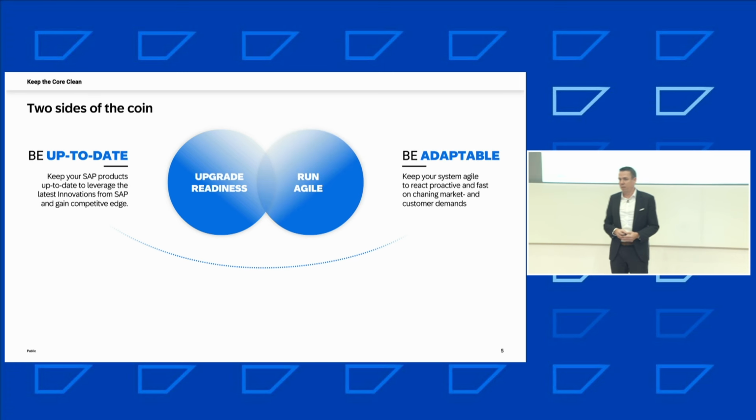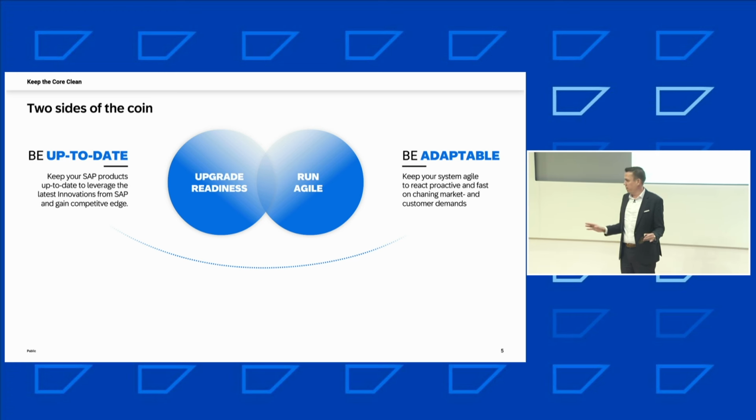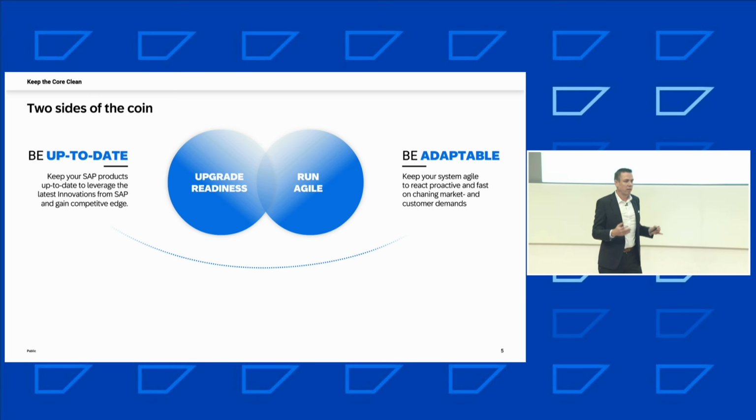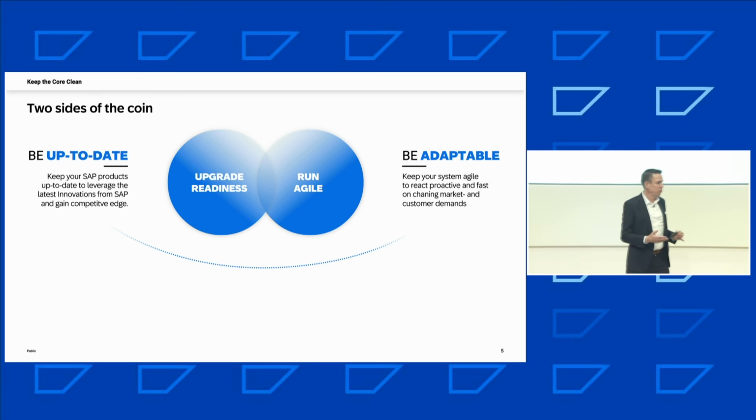The second one is the red rope. You want to be adaptable. Remember yesterday's session. You need to differentiate. There are competitive threats. There are business opportunities. And you want to benefit from that. So typically, you do this through customizations, through your custom code to find your niche and to differentiate.